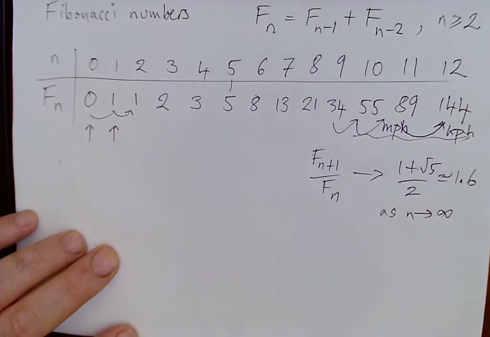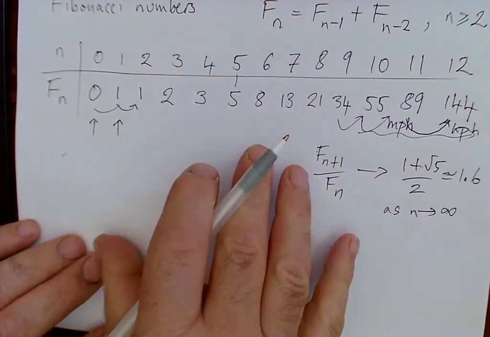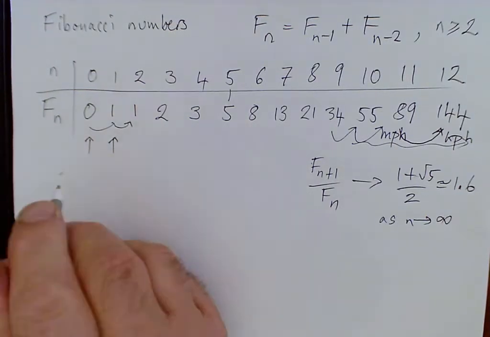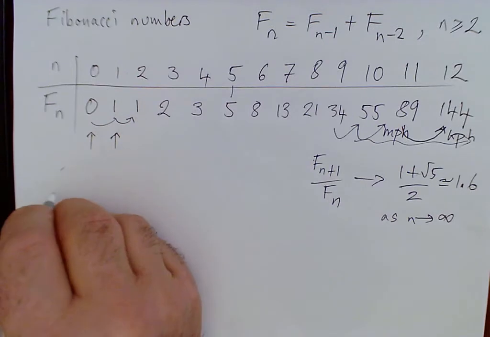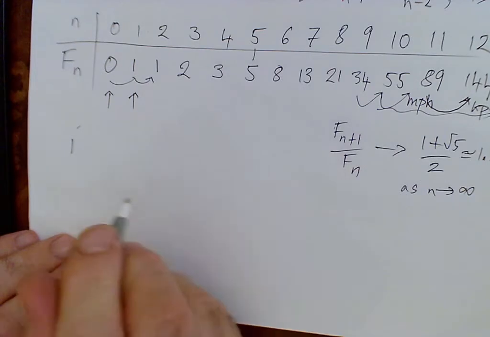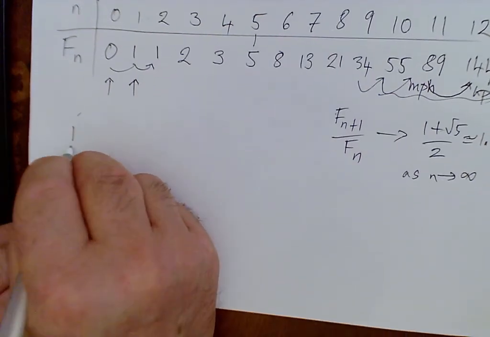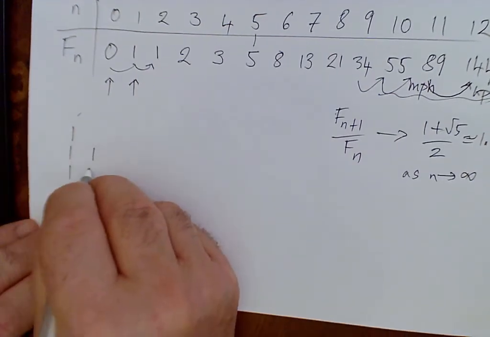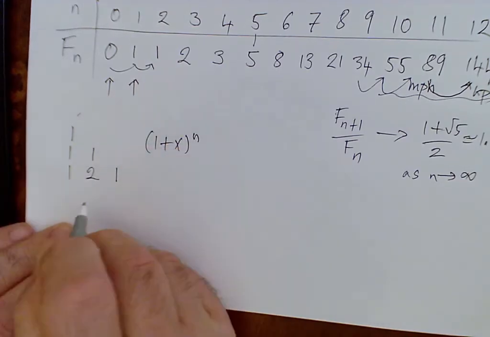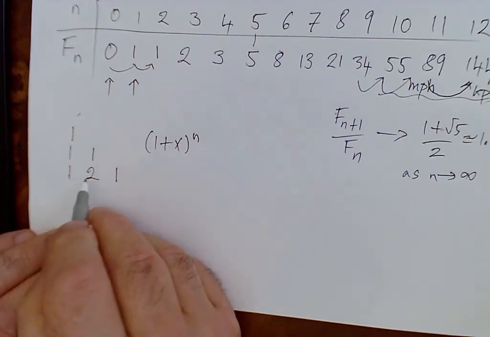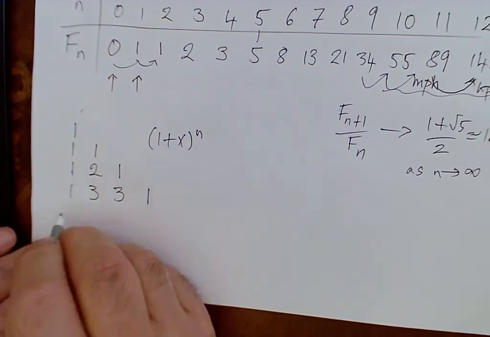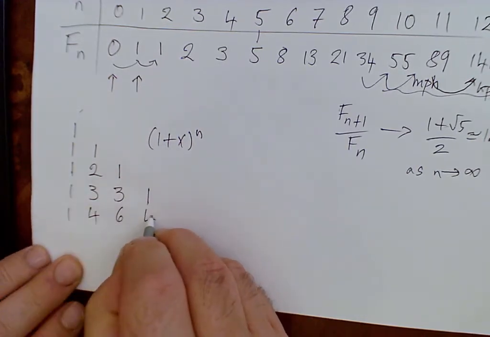Another way of getting Fibonacci numbers, not so surprising, is from Pascal's triangle. If we write down the triangle not in the usual way, but start with the ones against the wall, so to speak, and I'll start Pascal's triangle 1, 1, 1. These are just the binomial coefficients when you expand 1 plus x to the power n. So squaring it, you get 1, 2x, x squared, 1, 3, 3, 1 for the cubes, 1, 4, 6, 4, 1 for the fourth powers, and so on.